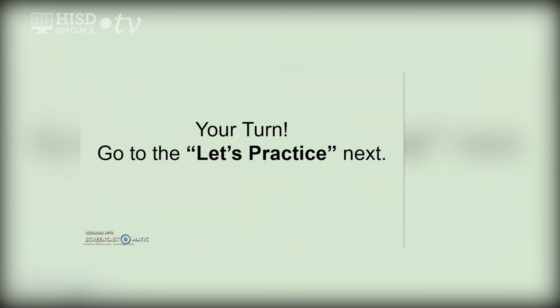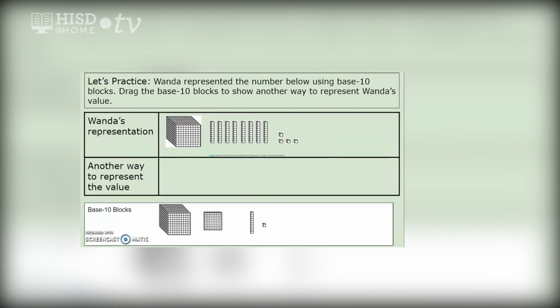Now it's your turn to practice on your own. Let's practice. I want you to take Wanda's representation of the number below using base 10 blocks. I want you to draw out the base 10 blocks to show another way to represent Wanda's value. Here is Wanda's representation. 1,000, 10, 20, 30, 40, 50, 60, 70, 80. 1, 2, 3, 4. 1,084. I want you to draw another way using the base 10 blocks.